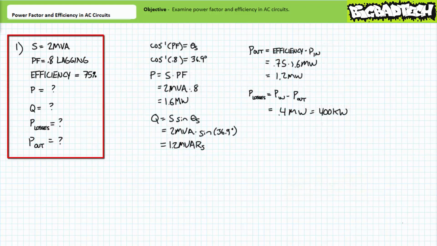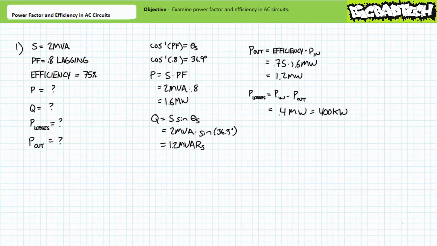Our first illustrated example problem features a system consuming 2 megavolt amperes of apparent power at a lagging power factor of 0.8, driving a 75% efficient system. We're being asked to solve for real power, reactive power, losses, and usable power output by this system. This is pretty easy considering it's a direct repeat of our previous examples.